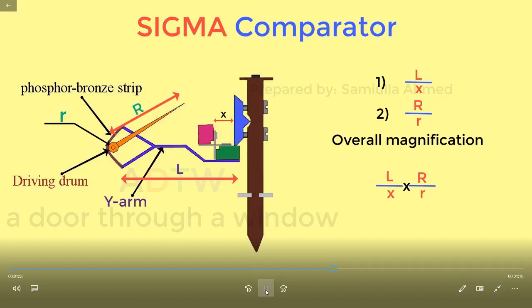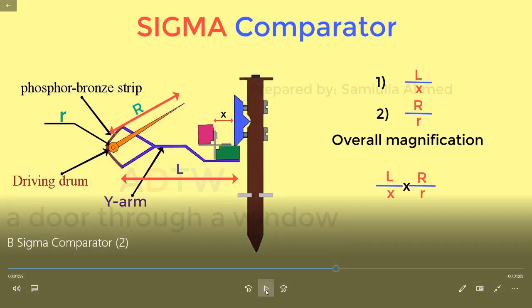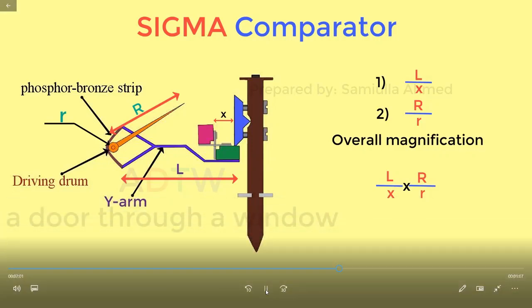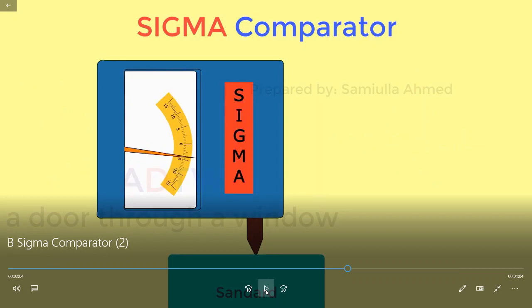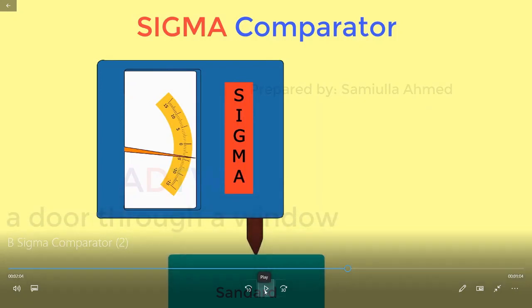Since we understood the construction, now we will see the working of the sigma comparator, how it is used to compare. Initially we have to set the plunger to the standard distance, so that the standard component is placed below the plunger and 0 is set, and then it is tested on the required workpiece. The instrument is initially calibrated to the standard and the 0 is set to this value.